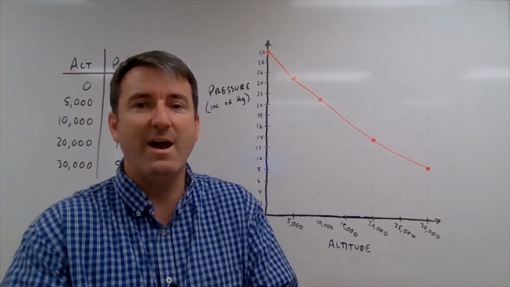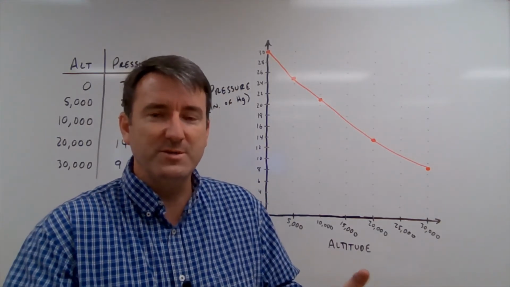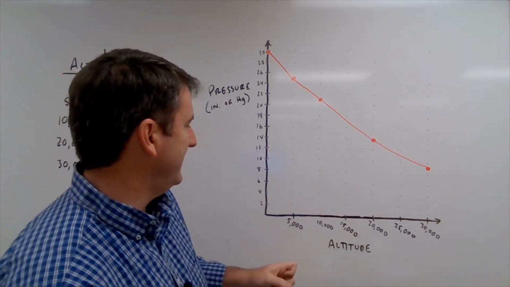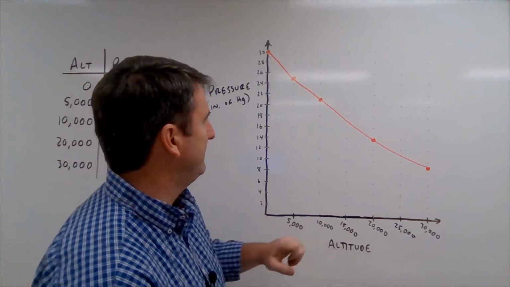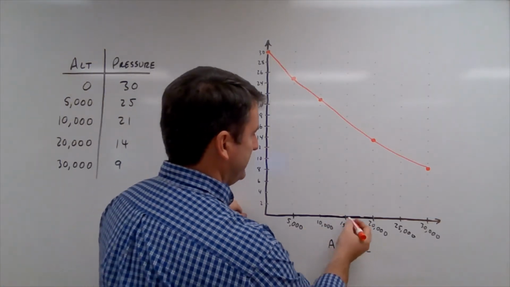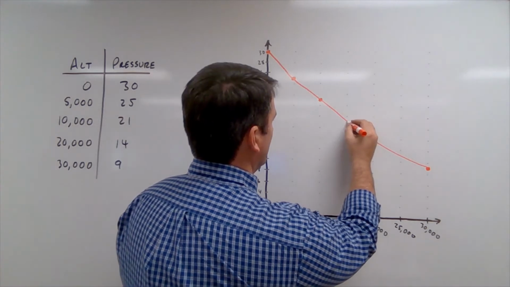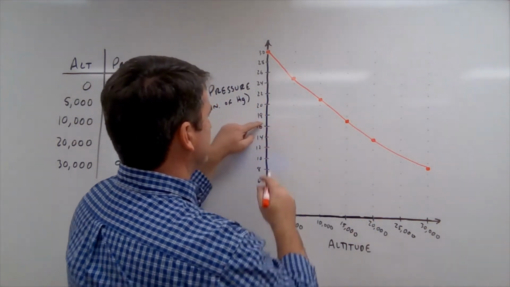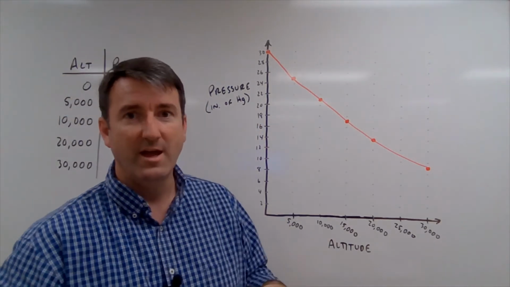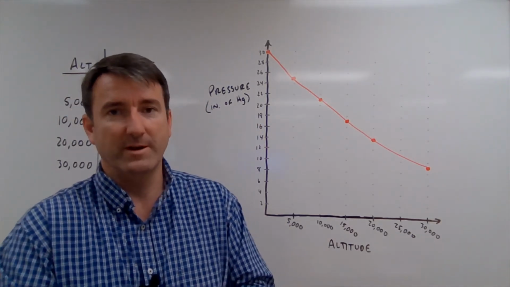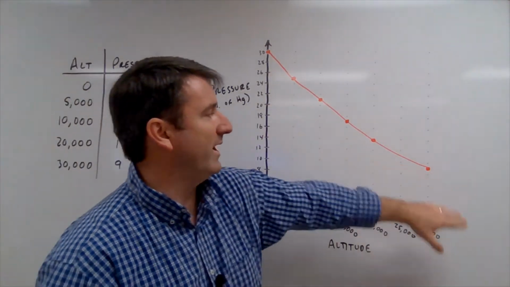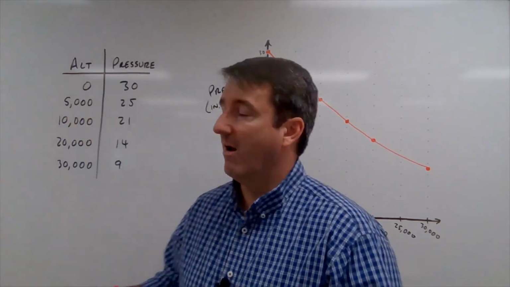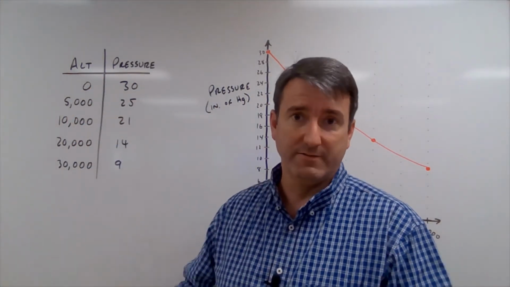All right, so now let's use this function to predict the atmospheric pressure at an altitude of 15,000 feet above sea level. So if we go to 15,000 here and we come up to where that point would be on that line, we can see that that's going to correspond to an atmospheric pressure of about 17 inches of mercury. So that's one way that we can use a graph to predict values that aren't included in our given values.